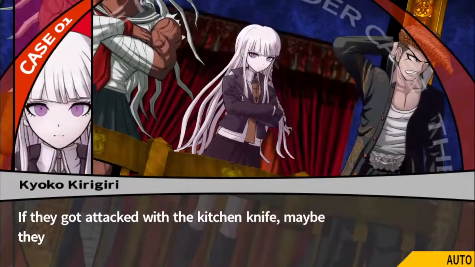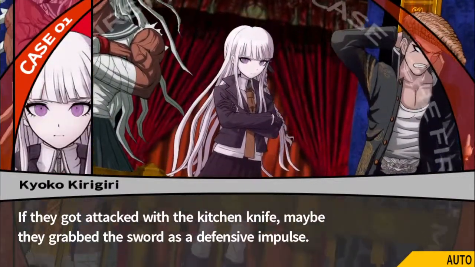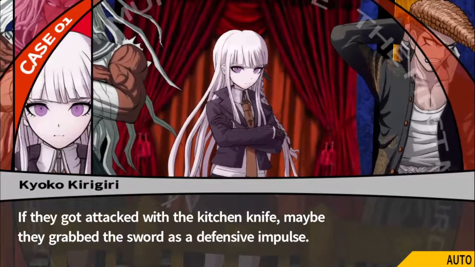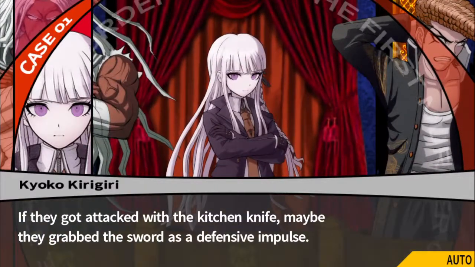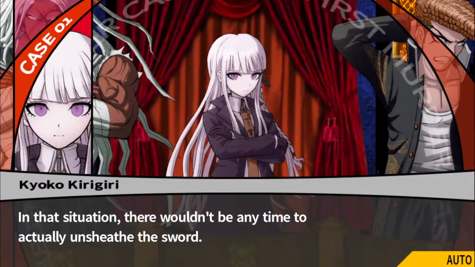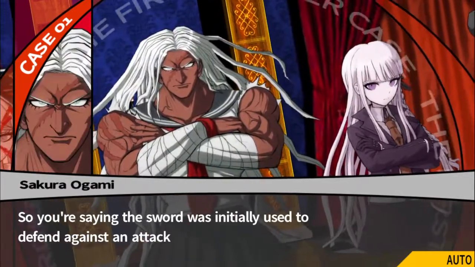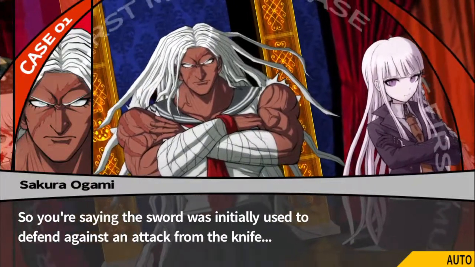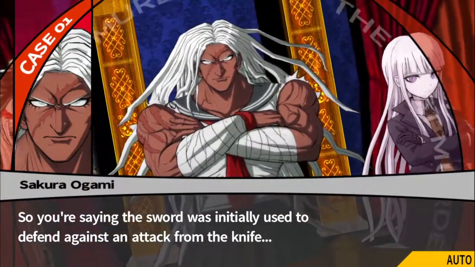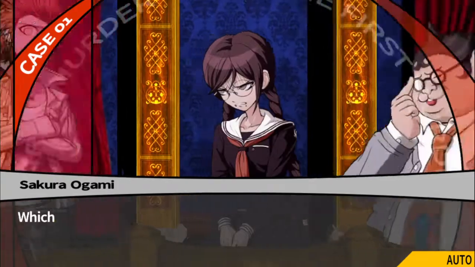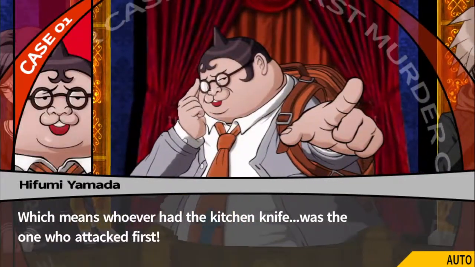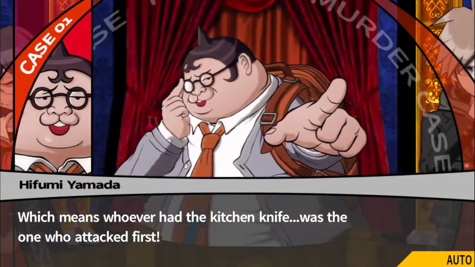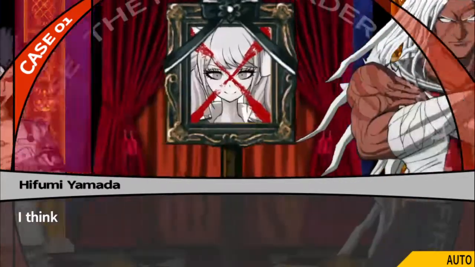If they got attacked with the kitchen knife, maybe they grabbed the sword as a defensive impulse. In that situation, there wouldn't be any time to actually unsheath the sword. So you're saying the sword was initially used to defend against an attack from the knife? Which means whoever had the kitchen knife was the one who attacked first. I think I get it!